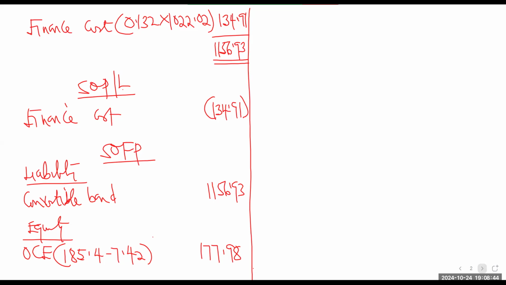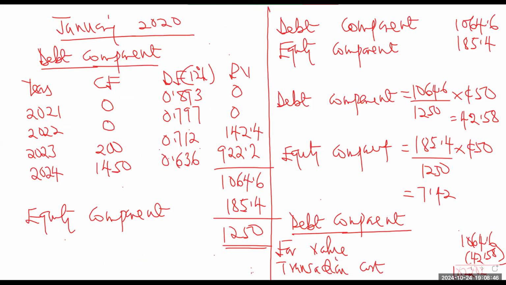So we find that one, then we find the difference between the present value of the cash flows, the debt figure, and the total amount that we are receiving. The difference is the equity or the option to convert, which will always be taken to other components of equity. If there's any transaction cost, you share the transaction cost to them based on their carrying values.